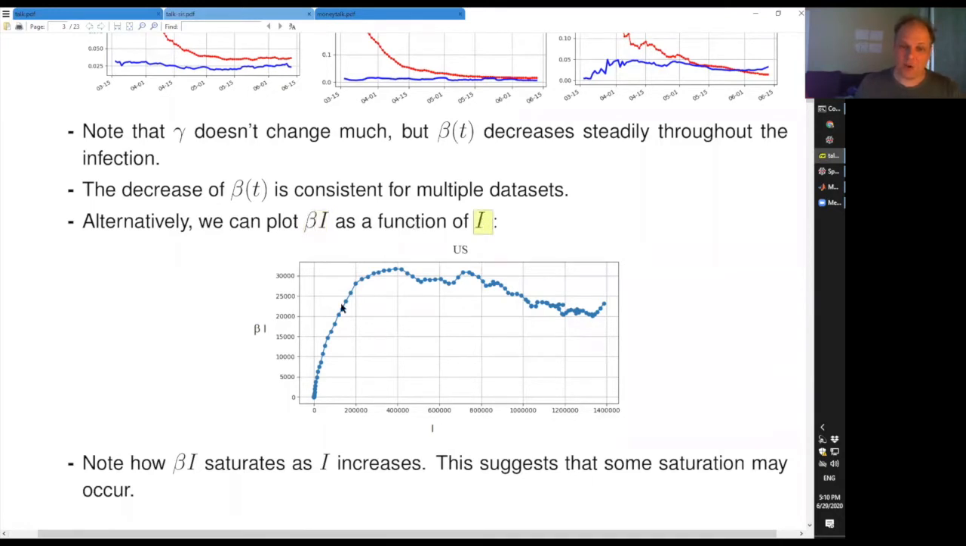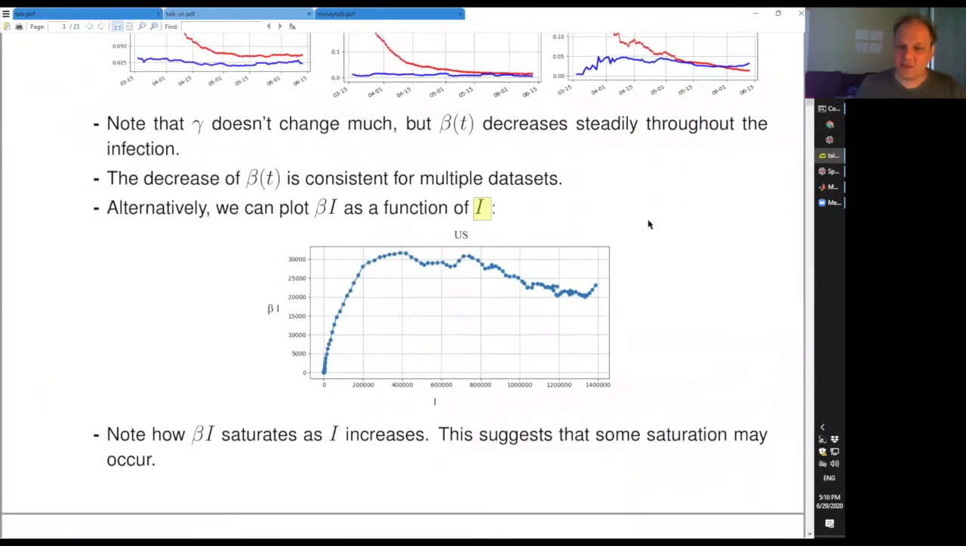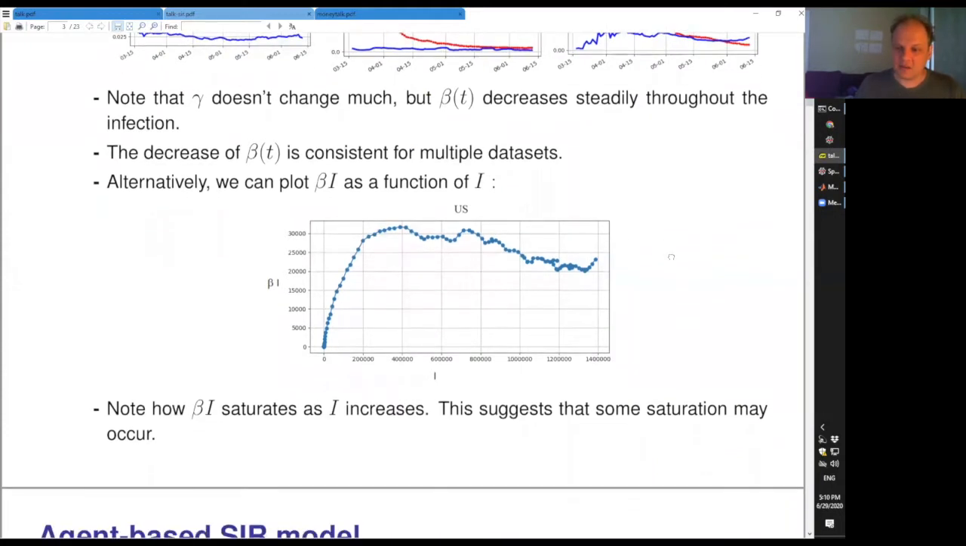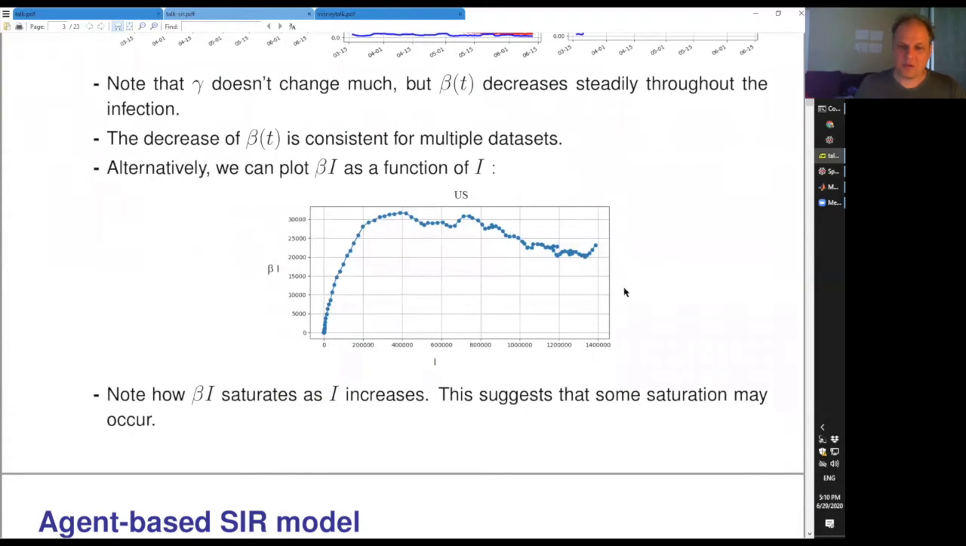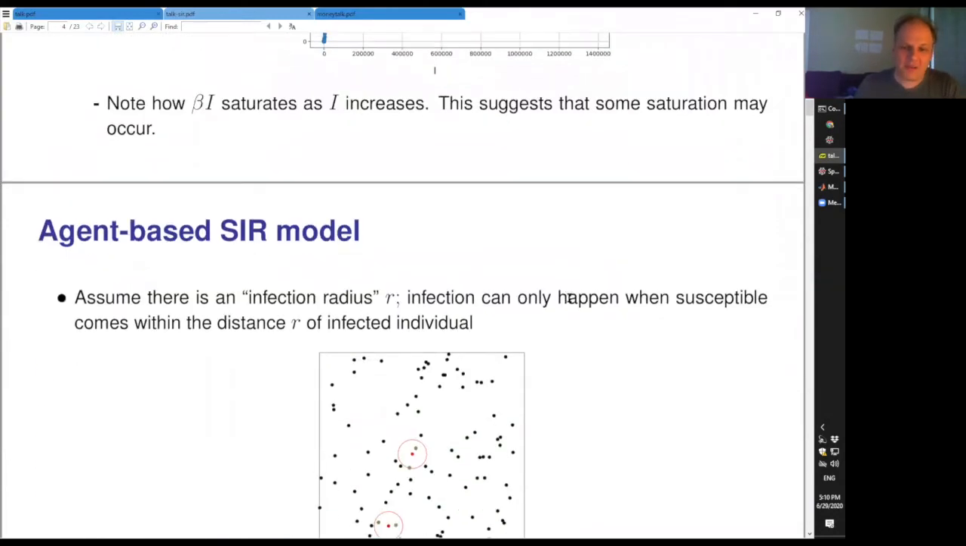So if beta was a constant, then indeed it grows linearly. But then beta times I saturates to some value after a bit of time. So this suggests that there's some saturation that occurs. So how can we understand this? Is this just a coincidence, or is this really something that comes from modeling?